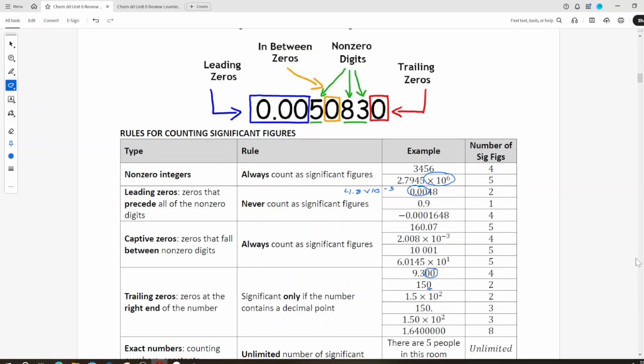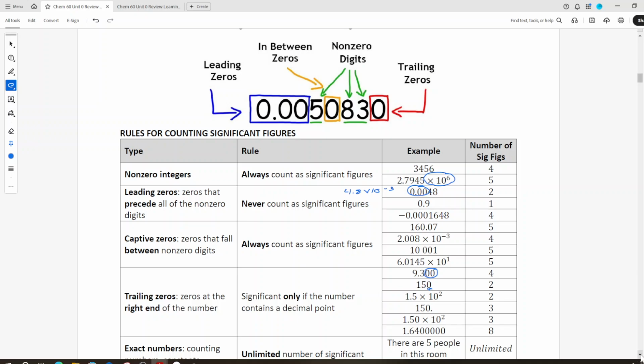If I wanted to make that zero significant, I would have to put a decimal point. So 150 with a decimal shows that this zero was significant, and all of a sudden that trailing zero would count, and there would be 3 sig figs. Same thing as if I put 1.50 times 10 to the 2. Because I wrote it in scientific notation, I am saying that it is significant.